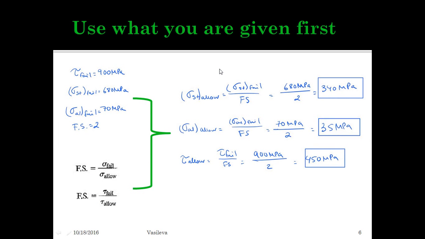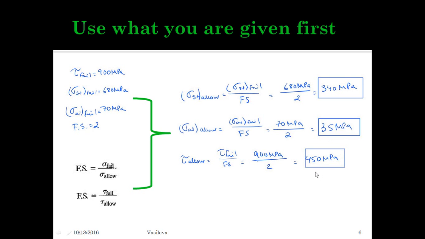So first we're going to use what we're given. They gave us all of these failure stresses, the factor of safety, and we know the equations that relate them. So from those knowns and the equation, we're going to find the allowed normal stress and the allowed shear stress. So I do it for the steel. Steel allow equals fail divided by factor of safety. I do it for the aluminum block, and I do it for the pins which have a shear allow, right? So I end up with 340 megapascals, 35 megapascals, and 450 megapascals.